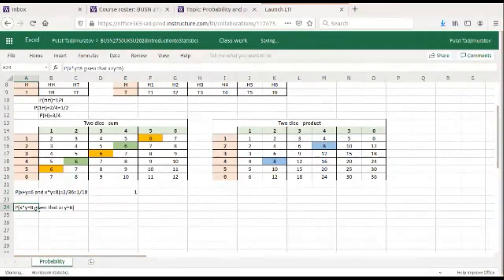Any questions, Sardar? I have a question. Why would you have that kind of 36 probabilities? Well, look, how many ways are there? Let me put it into words. How many different combinations of two dice are there?